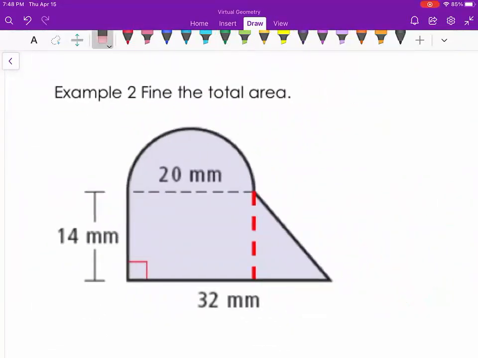Example 2. Again, try to identify the shapes. It does not matter which specific order you start in. But again, if we notice there's no overlap here, the first shape I notice is down at the bottom. We have a rectangle. So again, a rectangle, base times height. So let's start with that.